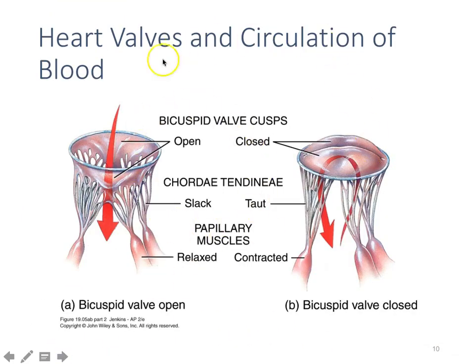So here's just an image of the bicuspid valve. You can see that when blood's flowing through it, it's open. And then when the ventricles contract, the pressure closes the valves, and then the chordae tendineae are going to pull on the valves to make sure that they're staying closed, right? And they're being pulled on by that papillary muscle.